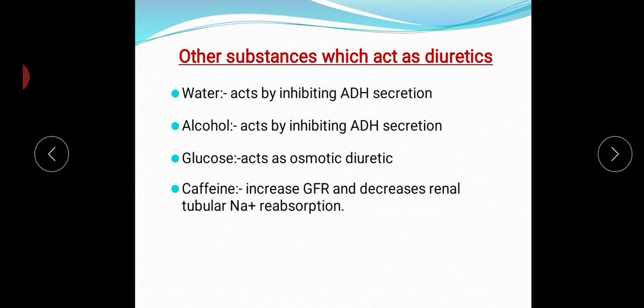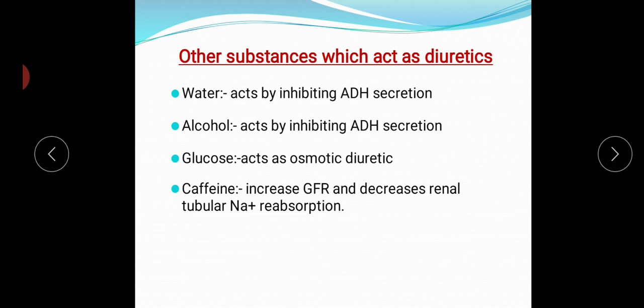Okay, and it will decrease the reabsorption of the water from the distal tubules and the collecting duct. Second is alcohol, in a similar way. Alcohol intake will also inhibit ADH secretion and may cause diuresis. Then glucose, we have already discussed.